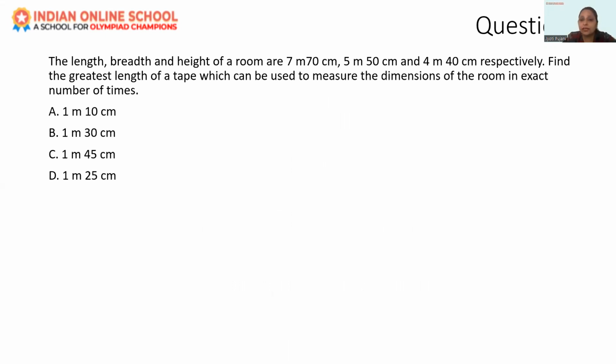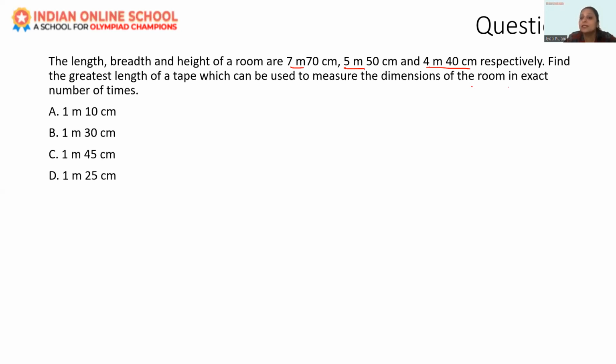The length, breadth and height of a room are 7 meter 70 centimeter, 5 meter 50 centimeter and 4 meter 40 centimeter respectively. The greatest length of a tape which can be used to measure the dimensions of the room an exact number of times. Okay, students, when they give the length, breadth, height, generally students think this is a question of mensuration. It is not necessary. First read the statement. They are asking what is the greatest length of tape which can be used.